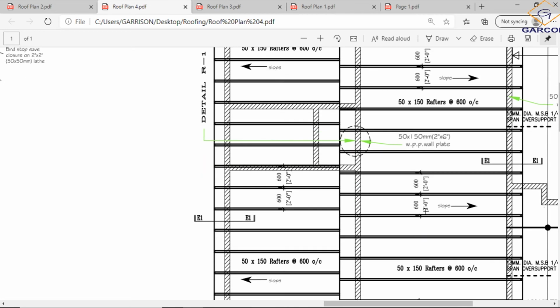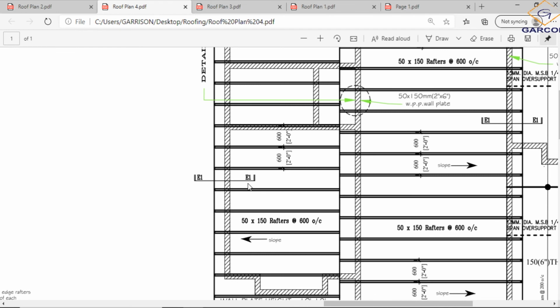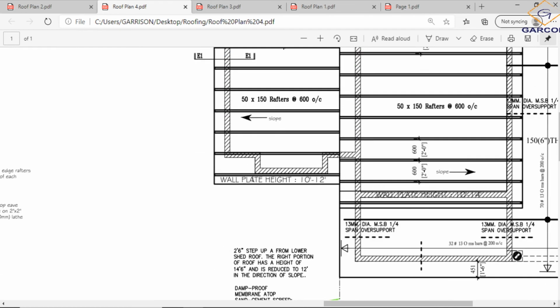It tells us 2 foot by 2 foot, and tells us the direction the roof is sloping. So the roof goes from here to here, and your water flows from up here down to there, so that's what this represents. And these usually represent the section for your roof. It tells us the wall plate height is 10 foot to 12 foot. So down here it's 10 foot and it goes up to 12 foot.